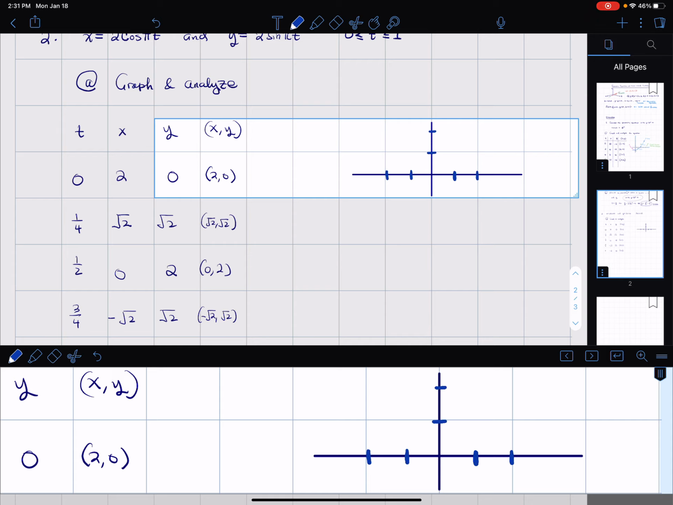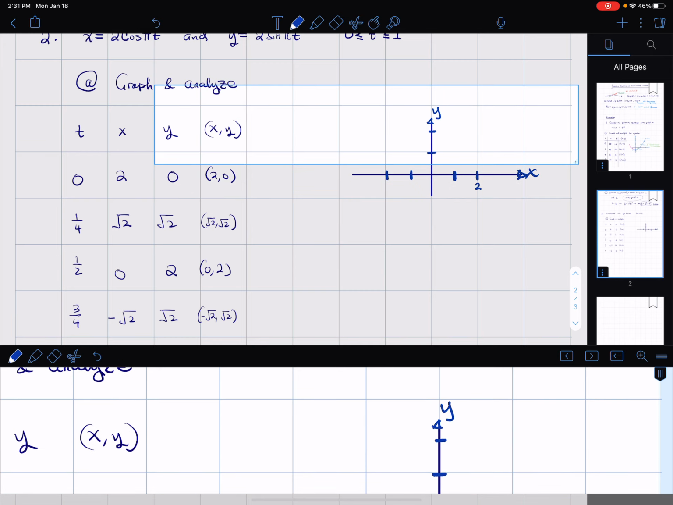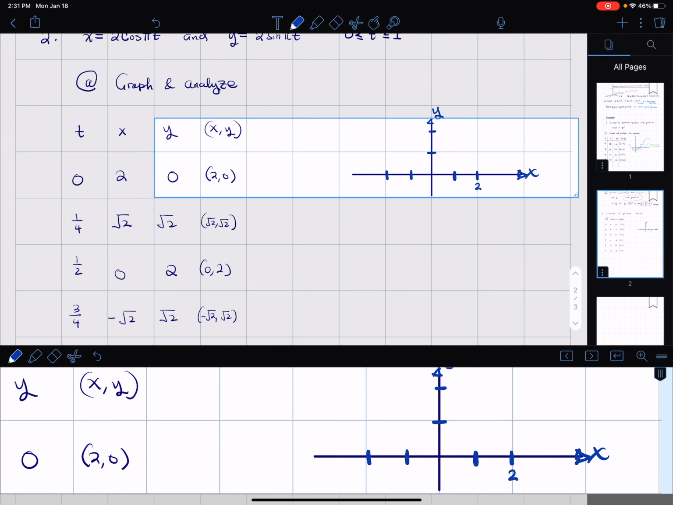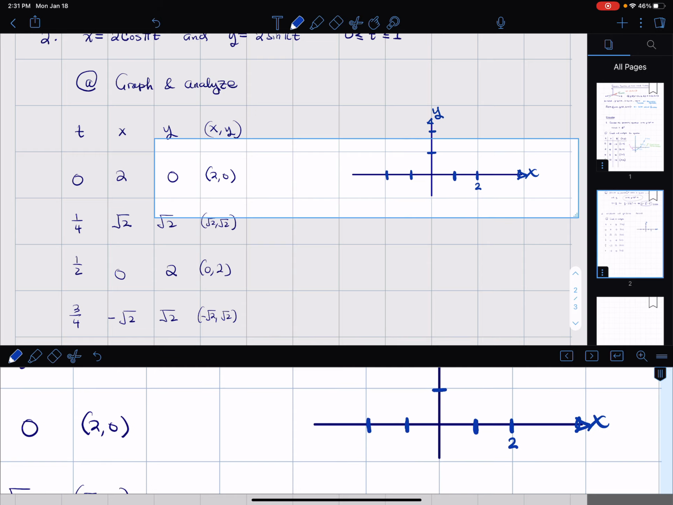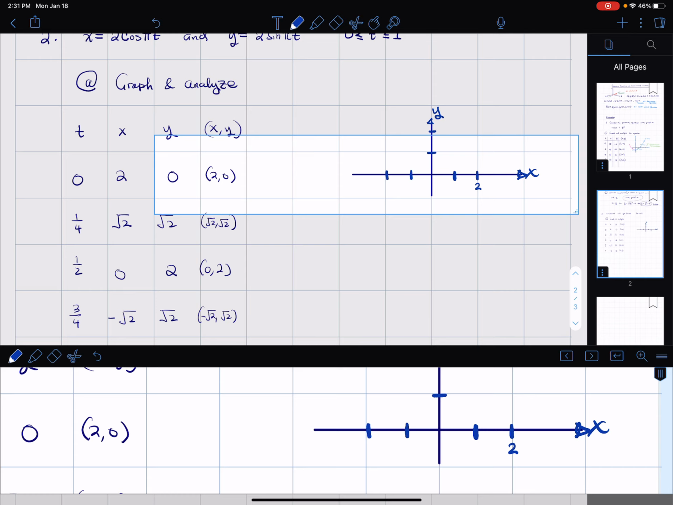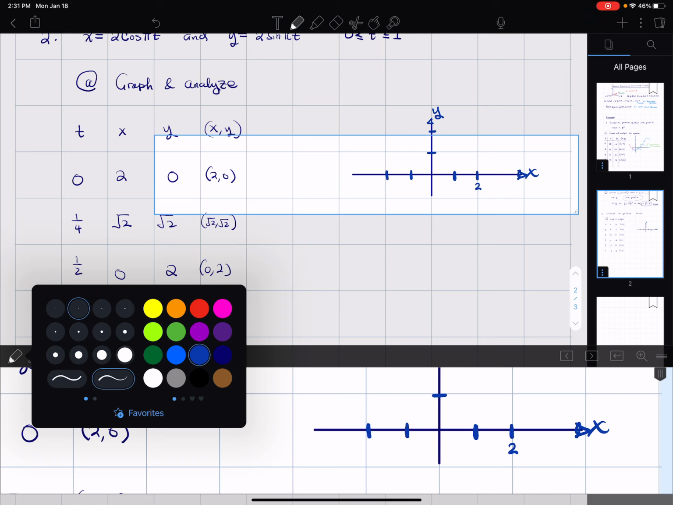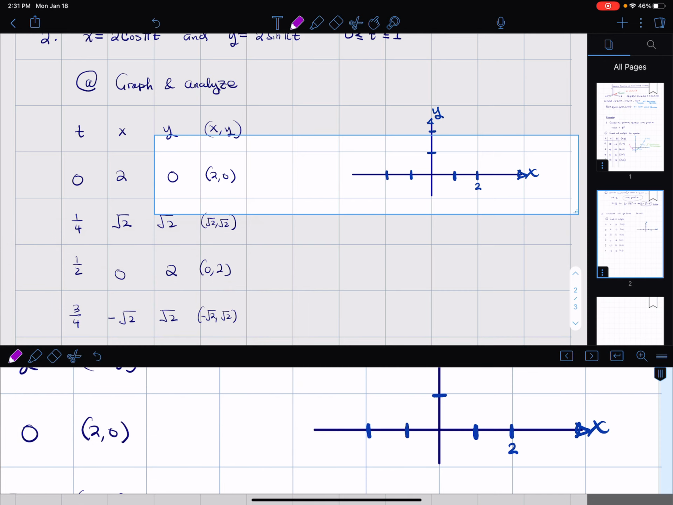When t is 0, this is 2. This is x, that's y. I keep saying it as if you guys don't know the x and y axis by now, but it's good to always label your axis. It makes people know that you know what you're doing. All right. So when t is 0, let me go with purple. We have the point t is 0, x is 2, y is 0.